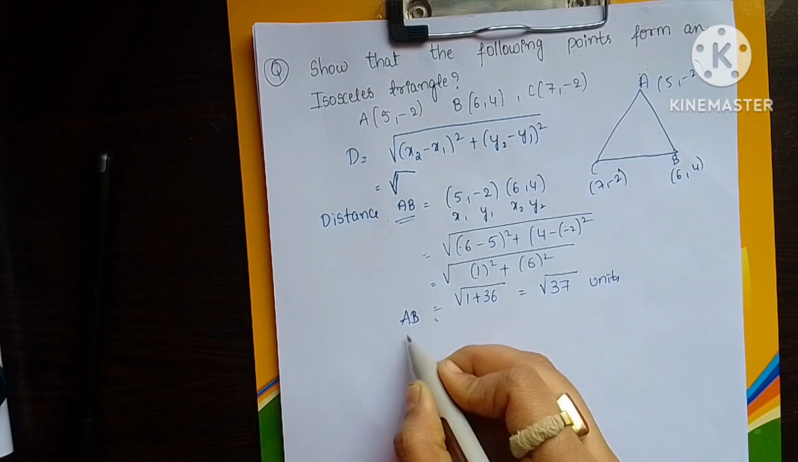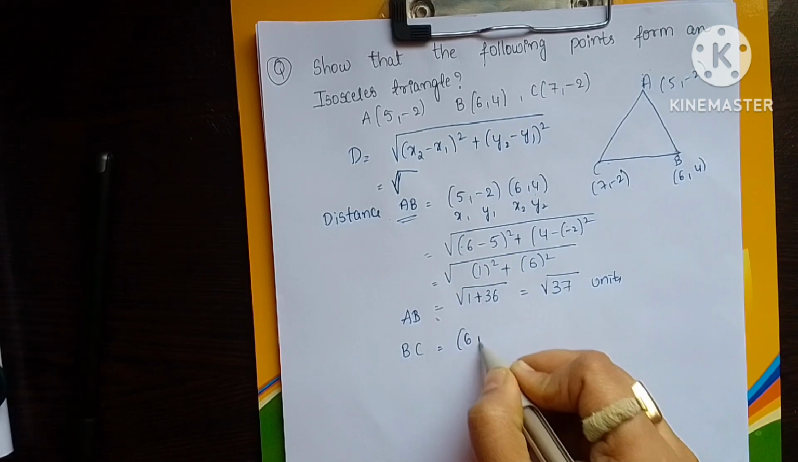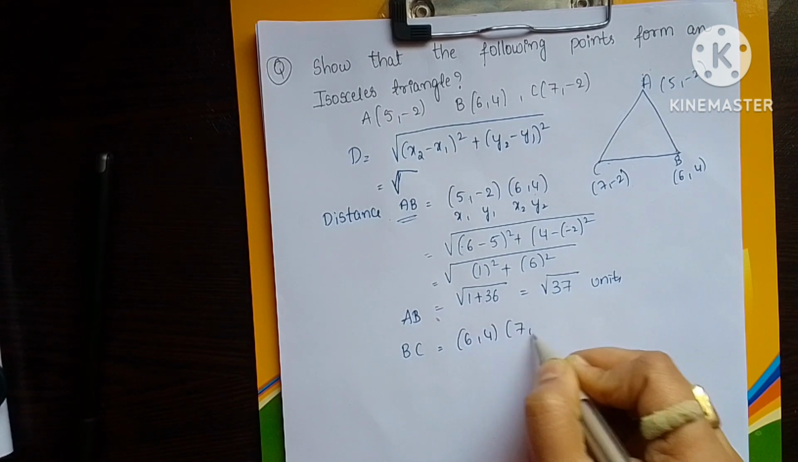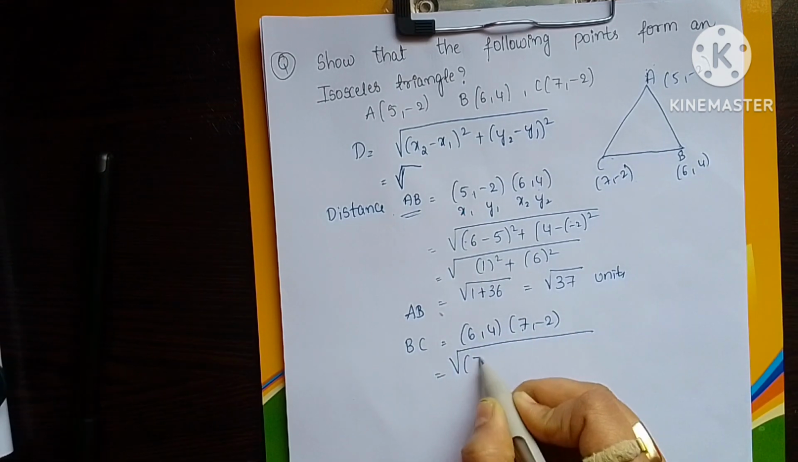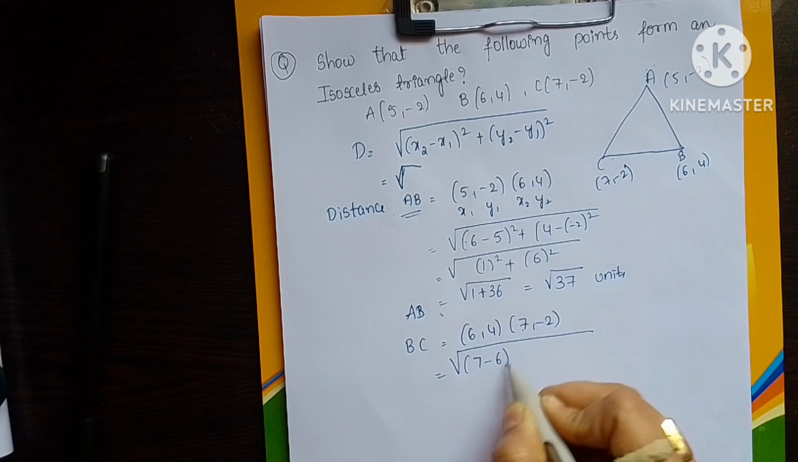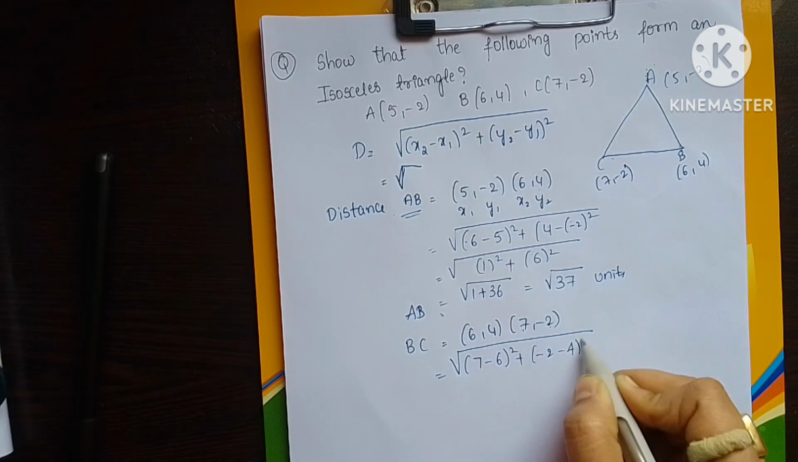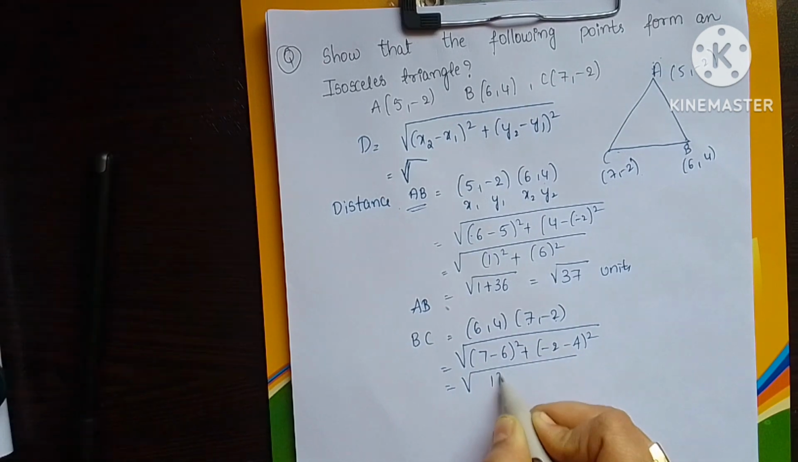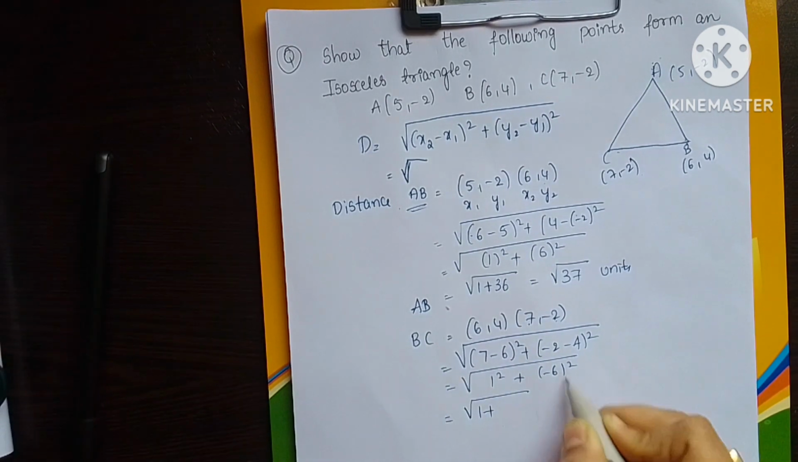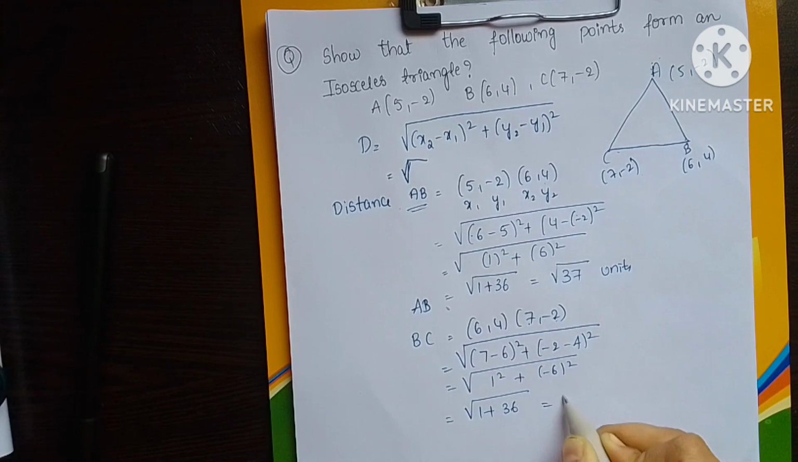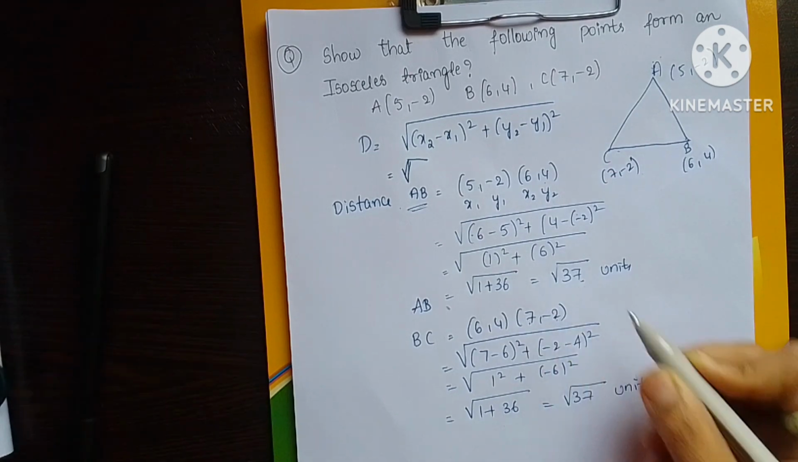Now let us find out BC. B is 6 comma 4 and C is 7 comma minus 2. That is equal to square root of x2, which is 7, minus x1, which is 6, whole square plus y2, which is minus 2, minus 4 whole square. 1 square plus minus 6 square. So 1 plus 36 is equal to square root of 37 units. This one also we have got square root of 37.